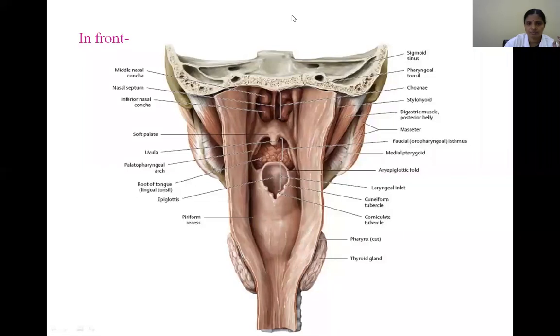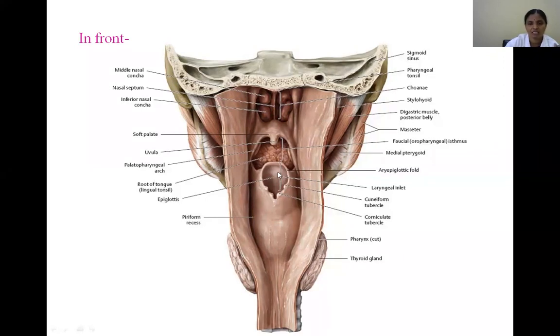Then in the middle, the pharynx communicates in front with the oral cavity through this opening, which is nothing but the oropharyngeal isthmus. Through the oropharyngeal isthmus, this part of the pharynx communicates with the oral cavity; it lies just behind the oral cavity and is otherwise called the oropharynx.